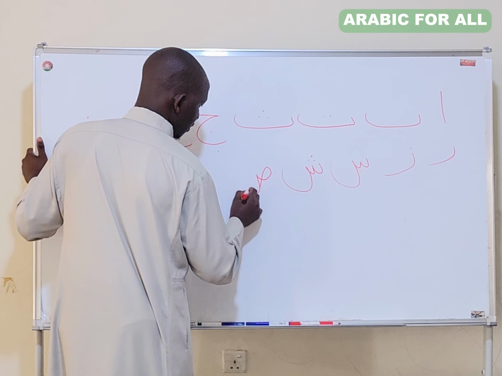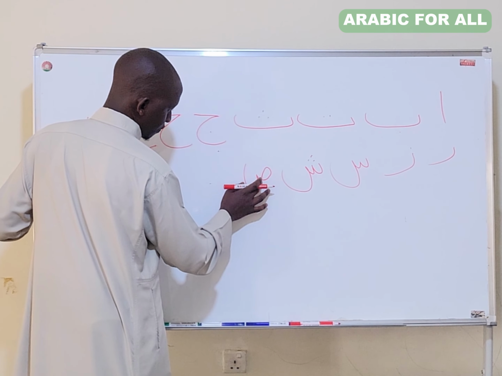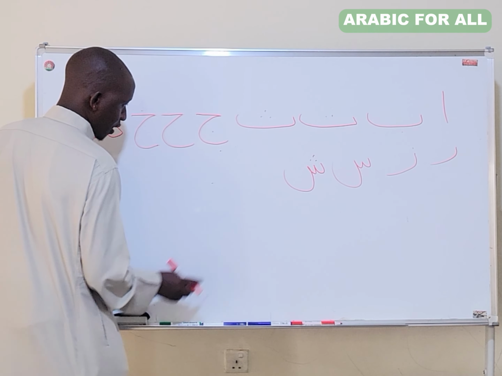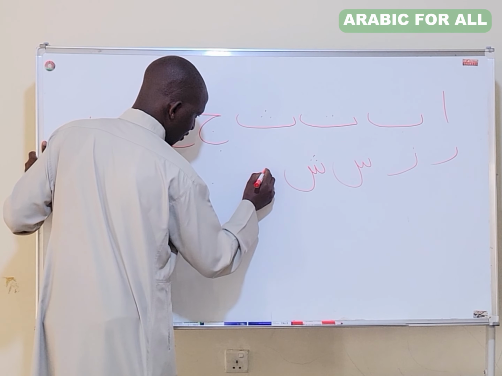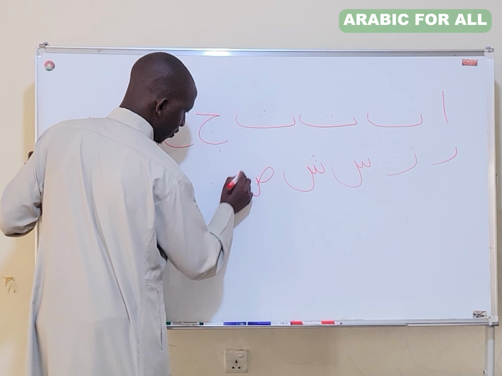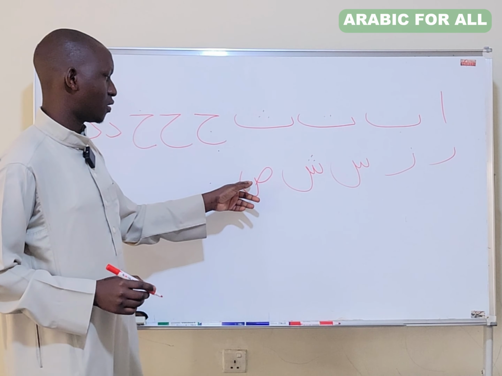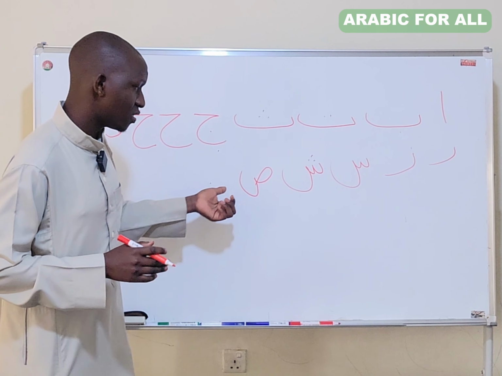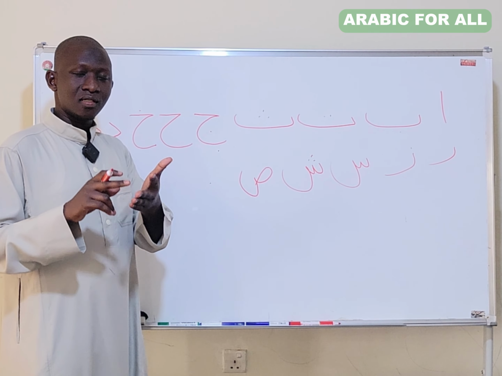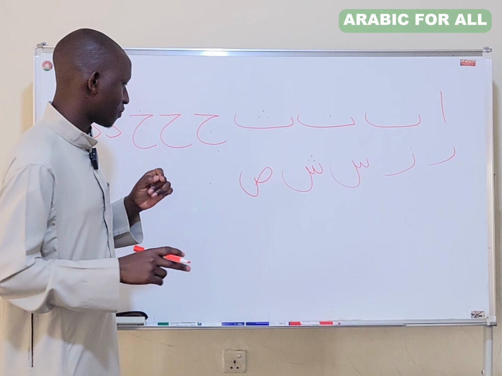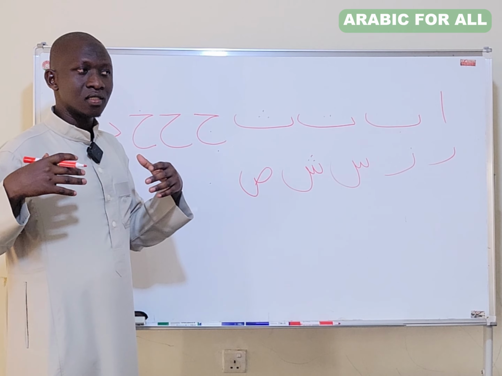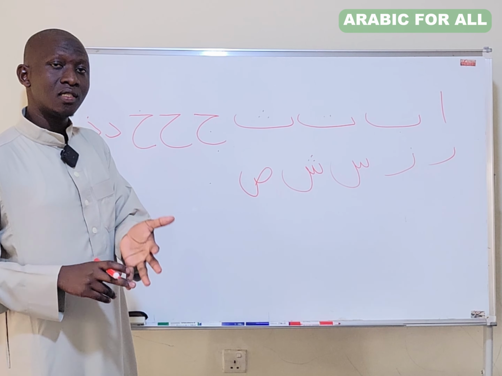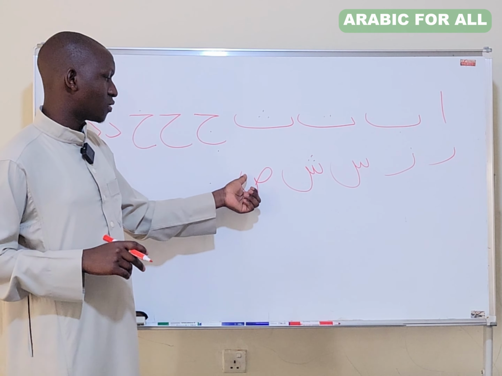Sad, where we write like this. You start with its head. The head comes first like this, and then as a winding up, you bring it. This is sad. Sad also comes from the same articulation point as sin. Sin, sad, and zai come from the same position. But in presenting them, they differ because you say sin, the other one is sad, then you say zai. So this one is sad.